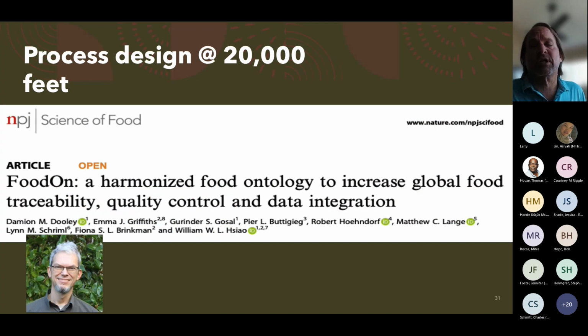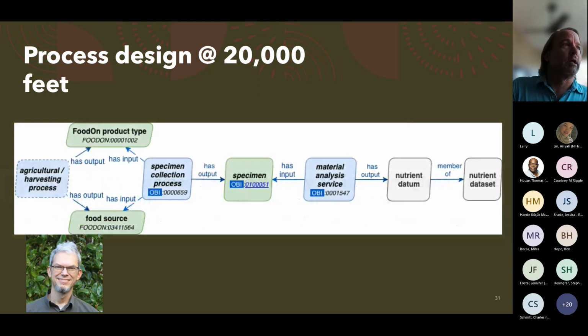One of the heavy lifters in FoodOn, of course, is Damien Dooley. He was the first author on that previous article and the first author on the FoodOn article. This is the original paper for FoodOn, which is the food ontology. I'm here in the middle as well. And I think you'll see, there's Pierre Luigi. He's on the next page. And Chris Mungal was also a big part of this, although I guess he didn't make it onto the paper.